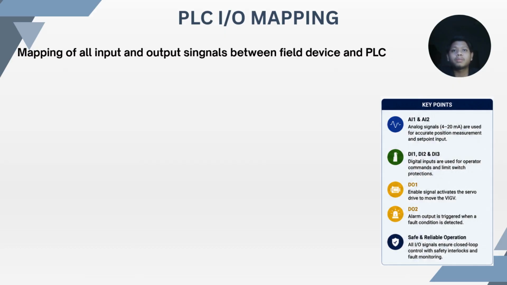After processing these input signals, the PLC generates two output signals. DO1 enables the AC servo drive to move the VIGV to the required position, while DO2 activates the fault alarm whenever an abnormal operating condition is detected. So overall, the PLC acts as the central controller by receiving all input signals, executing the control logic and sending the appropriate output commands to ensure accurate and safe operation of the system.